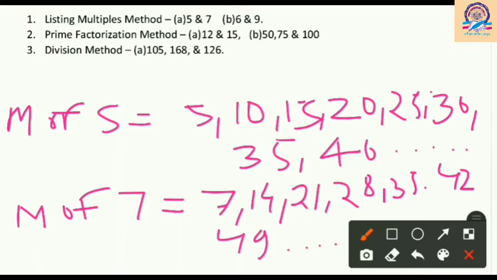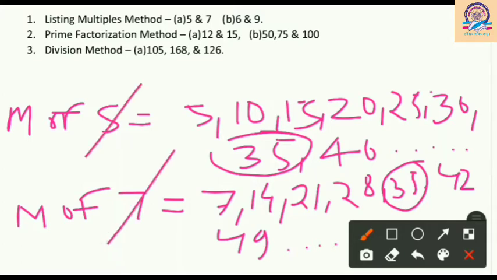Now here we will find the common multiple. We can see that the common multiples are, there is no 21, 28, 35. Yes, here we can see that 35 is a common multiple among these, and it is the smallest. So we can say now that the LCM of 5 and 7 is 35. It was very easy, right?